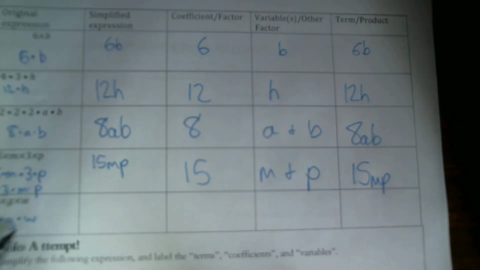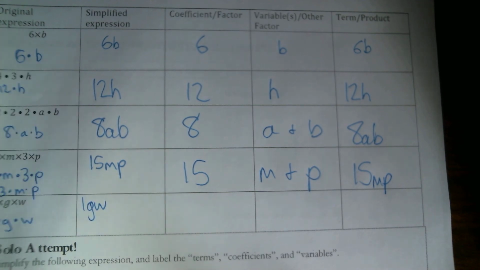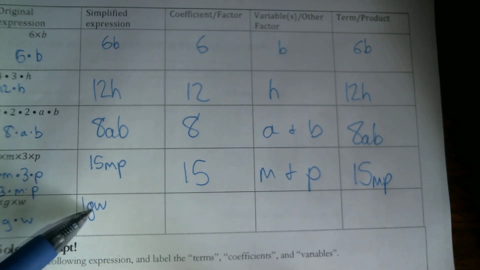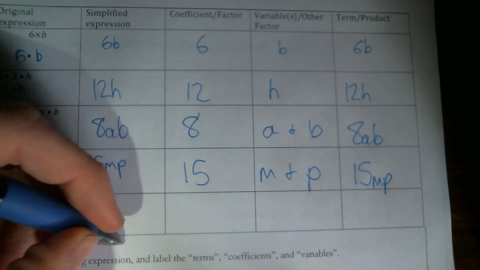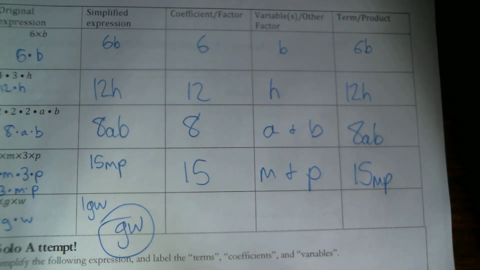Last one, 1 times g times w. Some of you might have said, oh, it's 1gw. Guess what though? Anything that I have times 1 is always itself. If this were 1 times 5, you would know it's 5. So I can actually say here, this is just gw. That's the best one I can say.